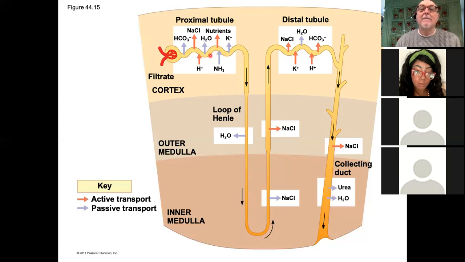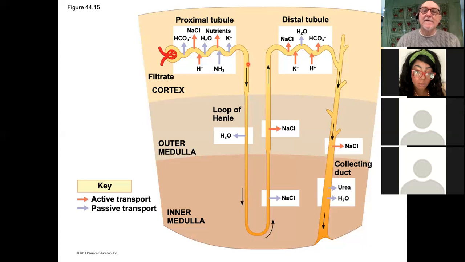So the filtrate, by the time it reaches here, will be rich in urea. It'll still have some salt, but the salt concentration will have been reduced. It'll have a small amount of ammonia, but it will no longer have nutrients and glucose, or it shouldn't have. At the same time, in the same area here, the body can excrete drugs and toxins, put them into the filtrate.